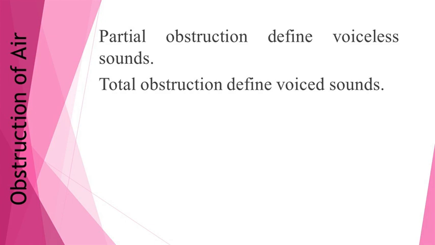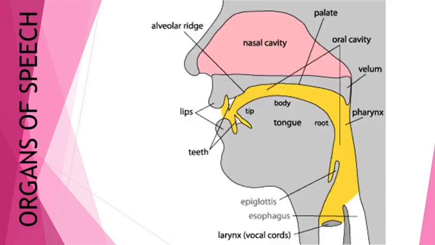So these are things that describe obstruction. Well, once you hear obstruction of air in the descriptions we'll be talking about. Now look at this. These are the organs of speech in general. So to every language you would have all of these organs in question. Now, let me begin with the teeth.